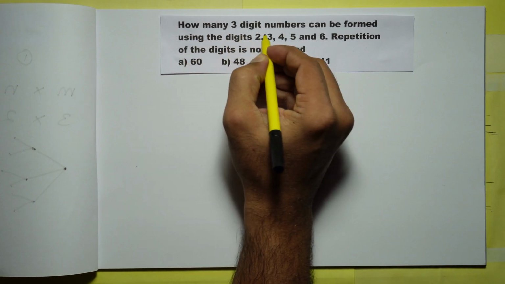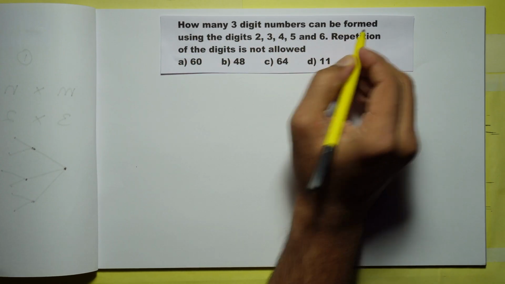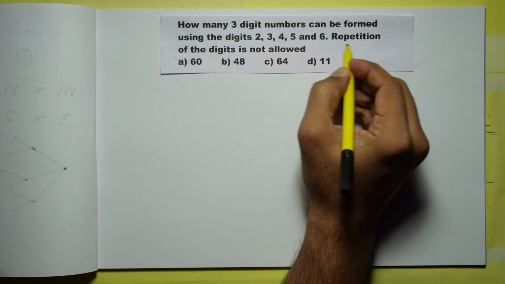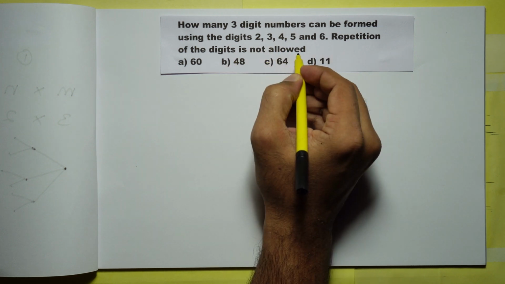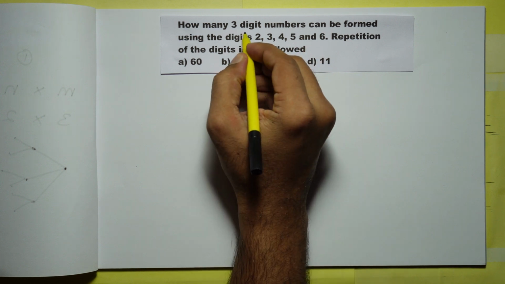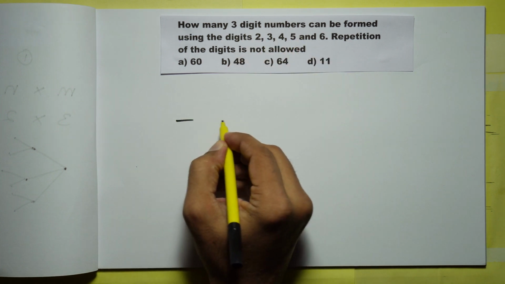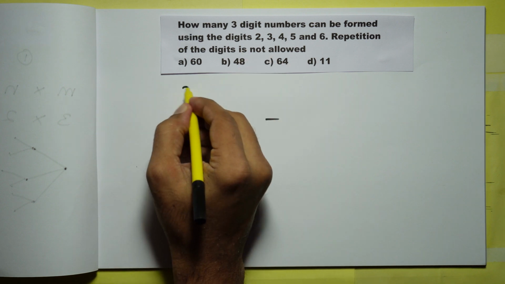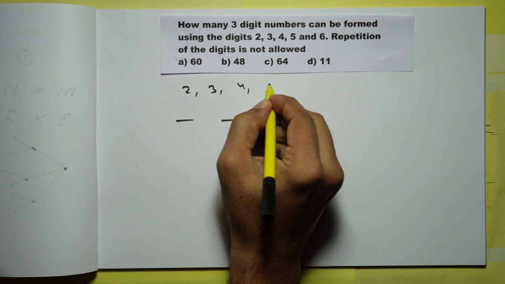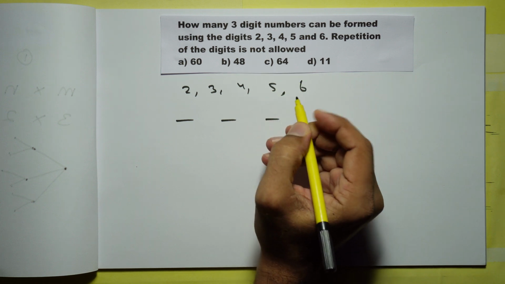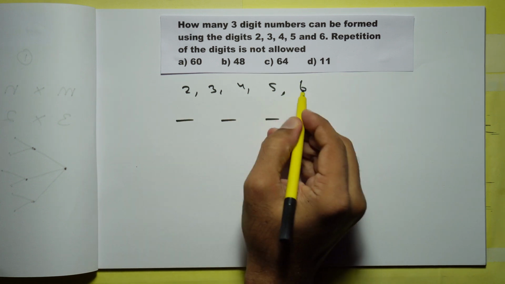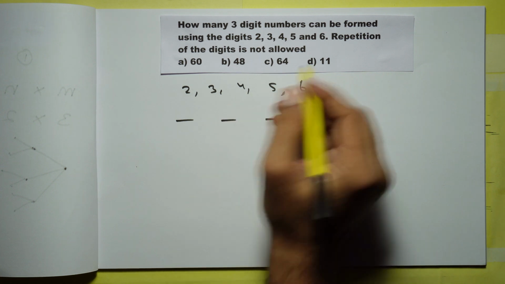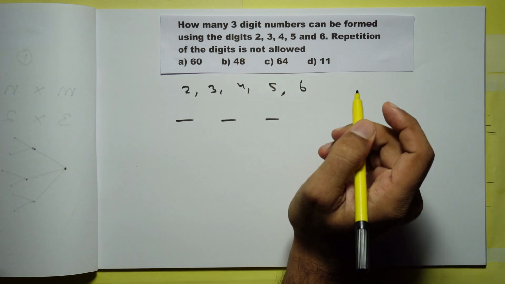How many 3-digit numbers can be formed using the digits 2, 3, 4, 5 and 6? Repetition of the digits is not allowed. So you need to form a 3-digit number. So these 3 blanks have to be filled. And the available numbers are 2, 3, 4, 5 and 6. So altogether 5 numbers are there. How many 3-digit numbers can be formed? And repetition of the digits is not allowed.